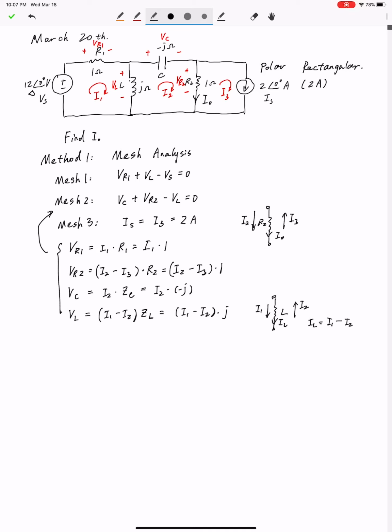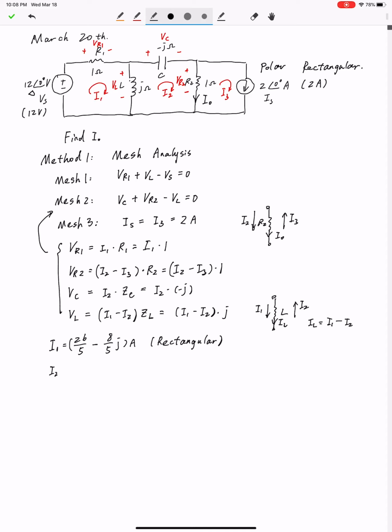And in the same way, Vs can also be written as 12 volts, because 0 degrees is equivalent to 12 in the rectangular form. Alright, so by solving these three equations, we can find the values for I1, I2, and I3. I1 equals 26 over 5 minus 8 over 5 j. The unit is amps. So this is presented in the rectangular form.